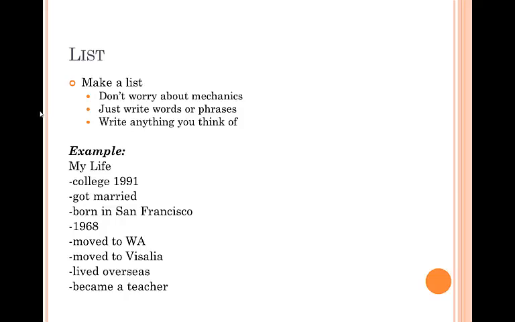So for example, if I'm going to write about my life, I want to make sure to include that I finished college in 1991, I got married, I was born in San Francisco in 1968, I moved to Washington, I moved to Visalia, I lived overseas, and I became a teacher. So this list of ideas is not organized. I don't have complete sentences, but I have my ideas written down so I can remember them.